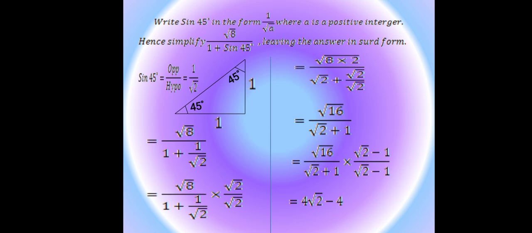Now substituting in our equation, the square root of 8 plus the square root of 8 all over 1 plus 1 over the square root of 2. Now we remove the fraction in the denominator by multiplying by the square root of 2. After that, we multiply the denominator by its conjugate to rationalize it. And we have our answer as 4 times the square root of 2 minus 4.